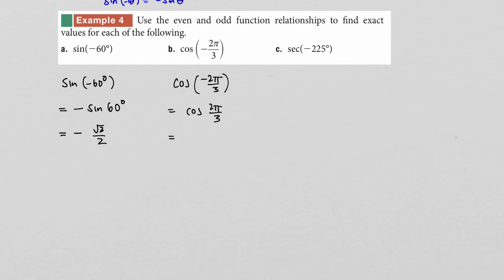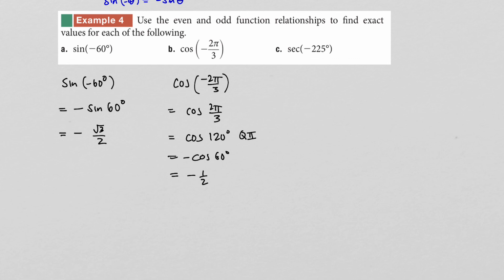Now, what is the cosine of 2 pi over 3? Well, we have to change 2 pi over 3 into degrees at this point, or we have to go to the unit circle. I'm going to do it the old-fashioned way. 2 pi over 3 is 120 degrees. And then 120 degrees has a reference angle of 60 degrees. However, 120 degrees is in the second quadrant, and cosine is negative in the second quadrant. So this is negative cosine of 60 degrees, which is negative, what? 1/2, right?